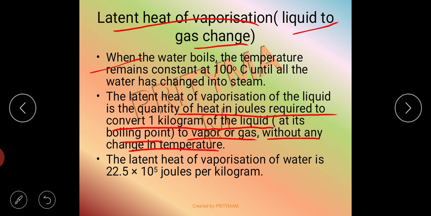This latent heat does not increase the kinetic energy of water molecules, and so no rise of temperature takes place during the boiling of the water. The latent heat of vaporization of water is 22.5 multiplied by 10 raised to 5 joules per kg.